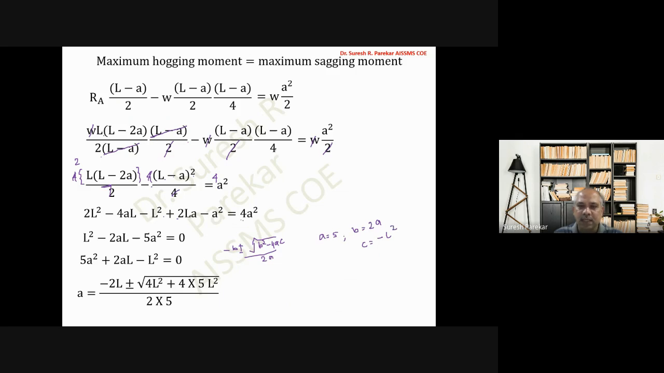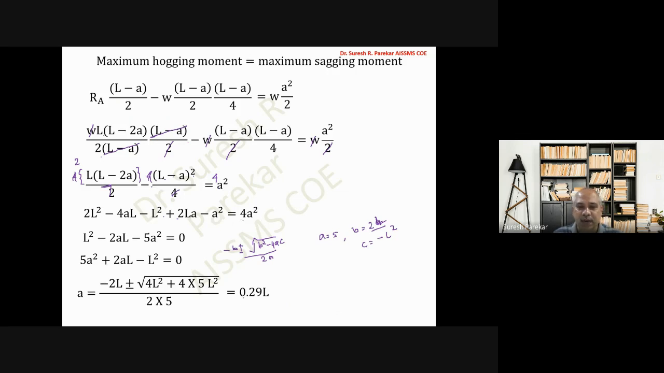So we have minus b, so minus 2L, we are going to find out value of a. So this will be 2L. So minus 2L plus minus root of b square, so 4L square, plus 4, a is 5 and c is L square, upon 2 into 5. And if you solve this, you will get a equal to 0.29L.